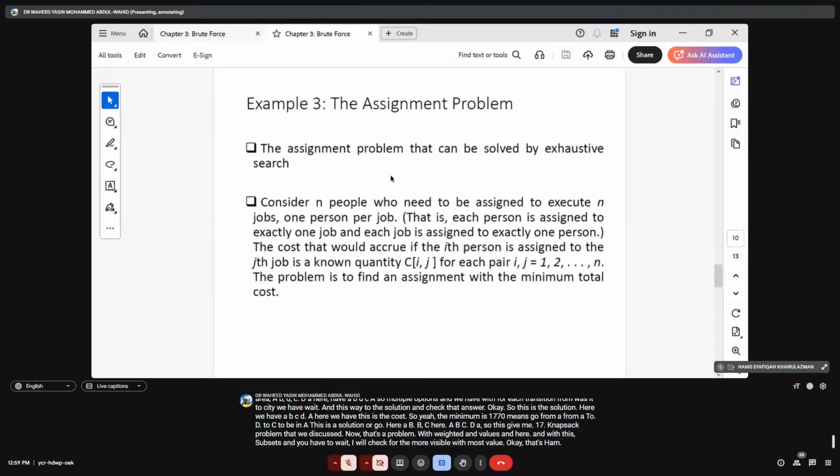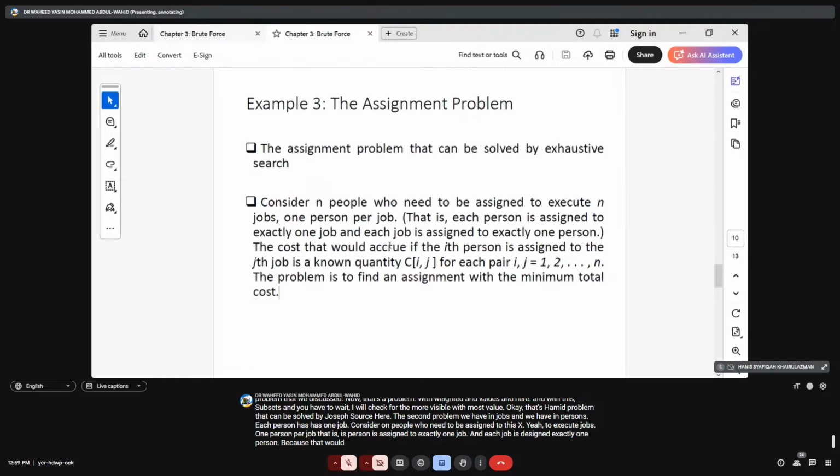Okay, the assignment problem can be solved by exhaustive search. Here, in the assignment problem, we have n jobs and we have n persons. Each person has one job. Consider n people who need to be assigned to execute n jobs, one person per job. That is, each person is assigned to exactly one job, and each job is assigned to exactly one person.